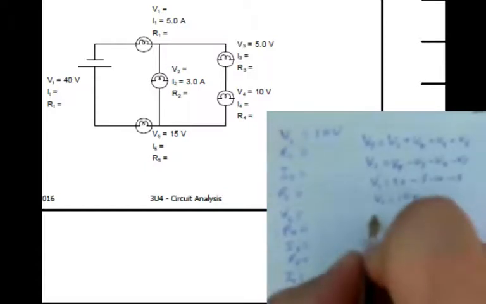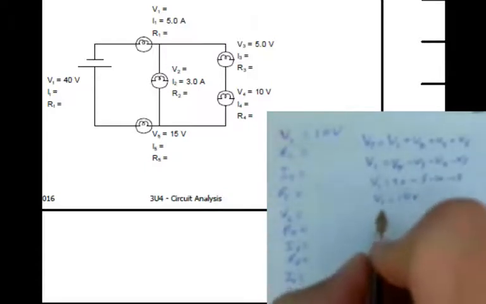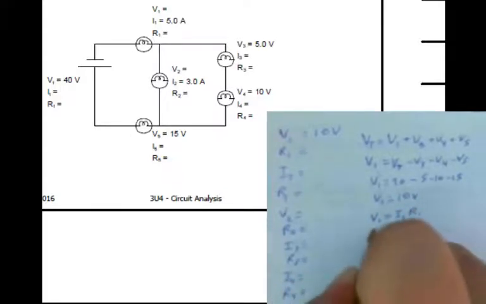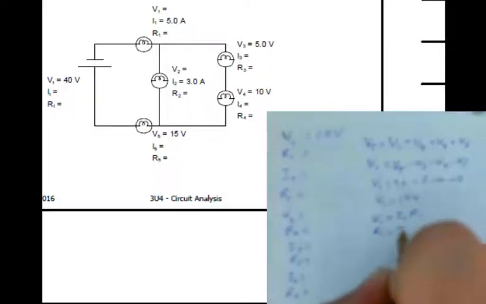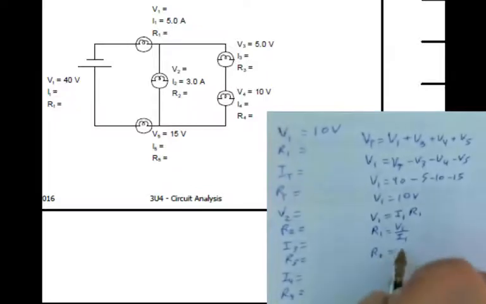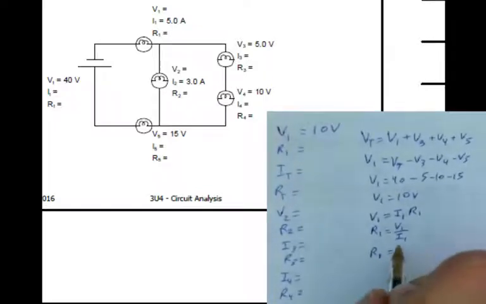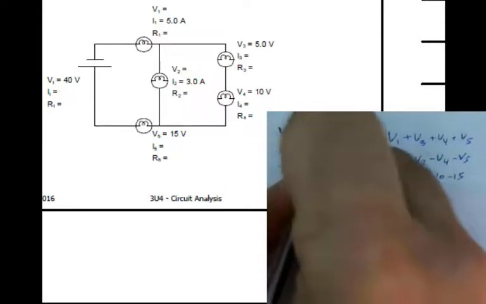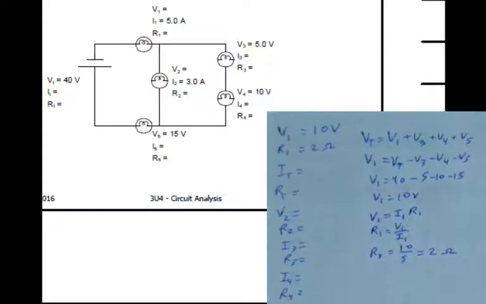Using my understanding of the current, Ohm's law, I can find R1 because I1 is known. So R1 equals 10 over 5. That's 2 ohms. Next, so I fully solved that one.